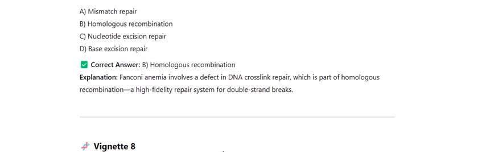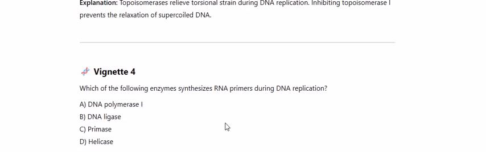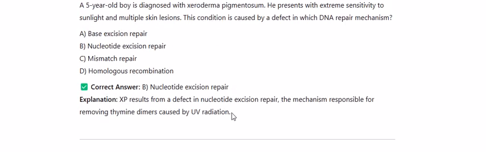Absolutely. Here are 10 Puerto Rico Medical Board-style clinical vignettes focused on molecular biology, DNA, complete with 4 answer choices and detailed explanations. Vignette 1. A 5-year-old boy is diagnosed with xeroderma pigmentosum. He presents with extreme sensitivity to sunlight and multiple skin lesions. This condition is caused by a defect in which DNA repair mechanism?